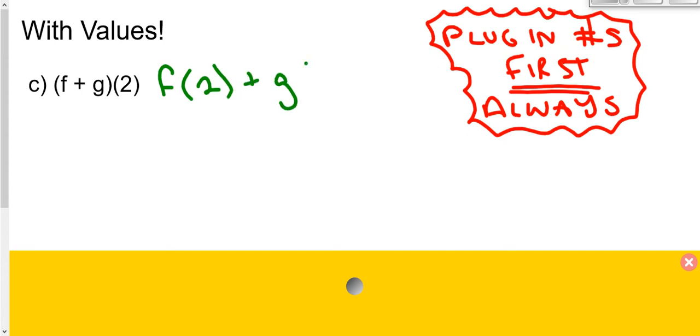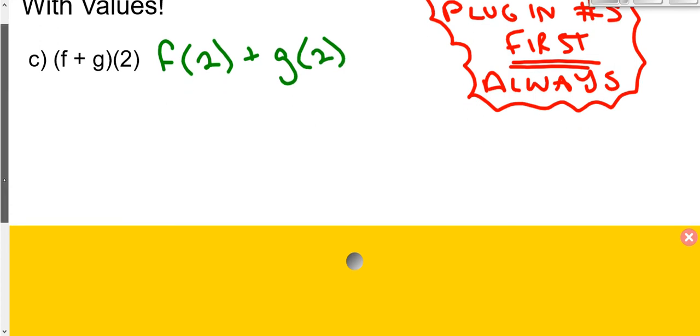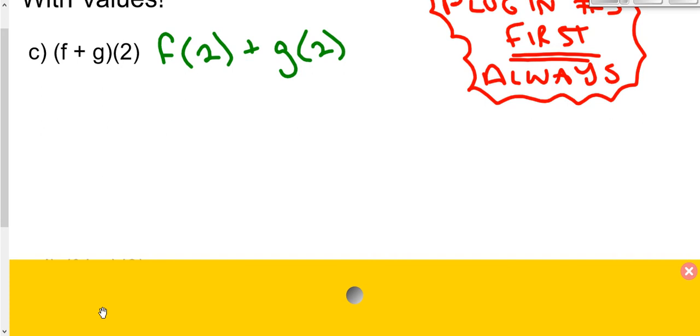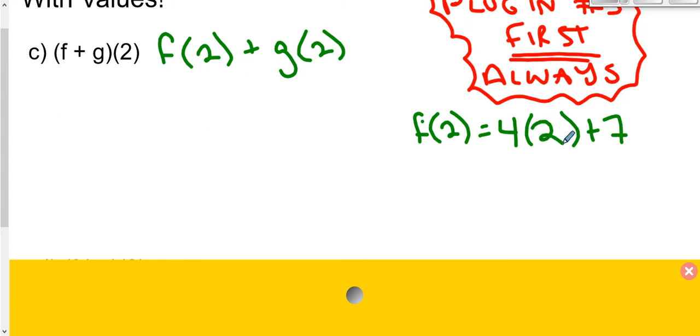plus g of 2. So my first job is going to be to plug in 2 to my function f of x and to my function g of x and figure out what those values are before I do any math. So I'm going to go ahead and do that off to the side here. So f of 2 means I have to take my f of x equation, which was 4 times x plus 7, same equation from before, and I'm going to plug in the number 2 here and see what I get.